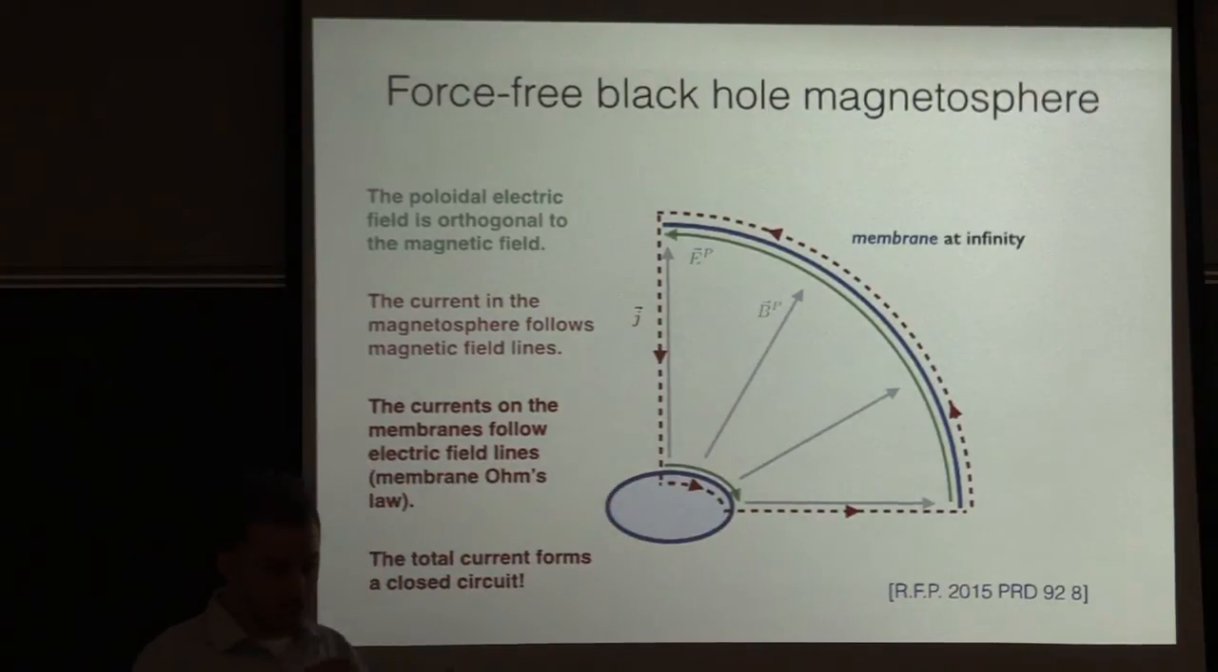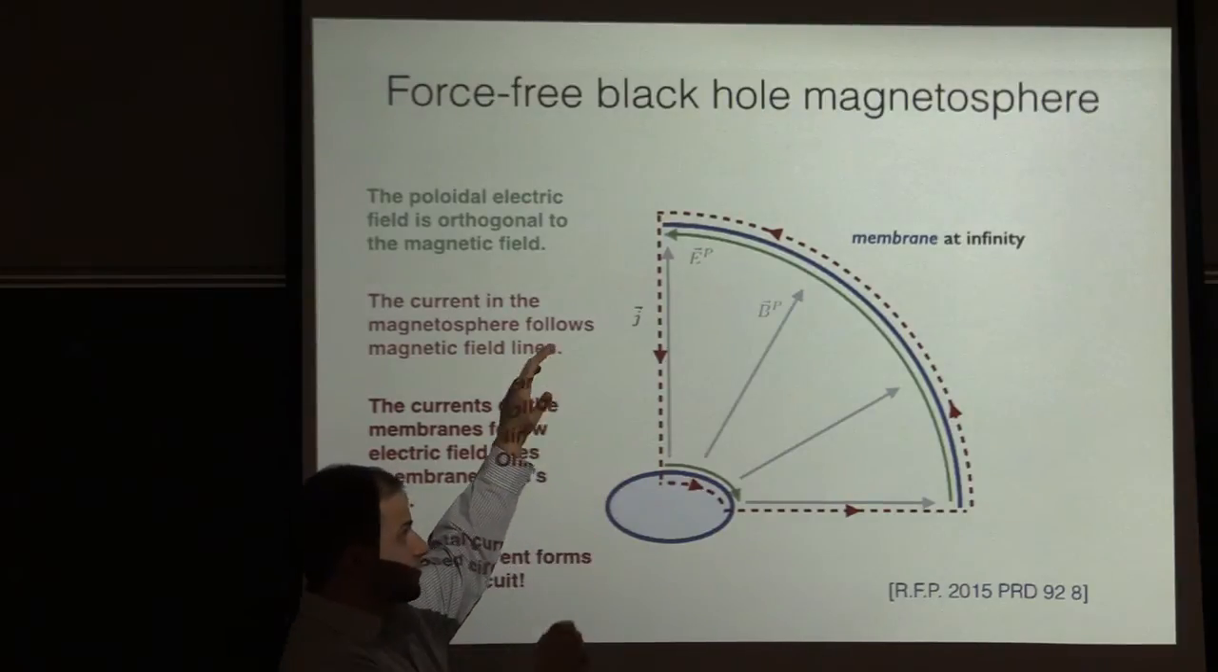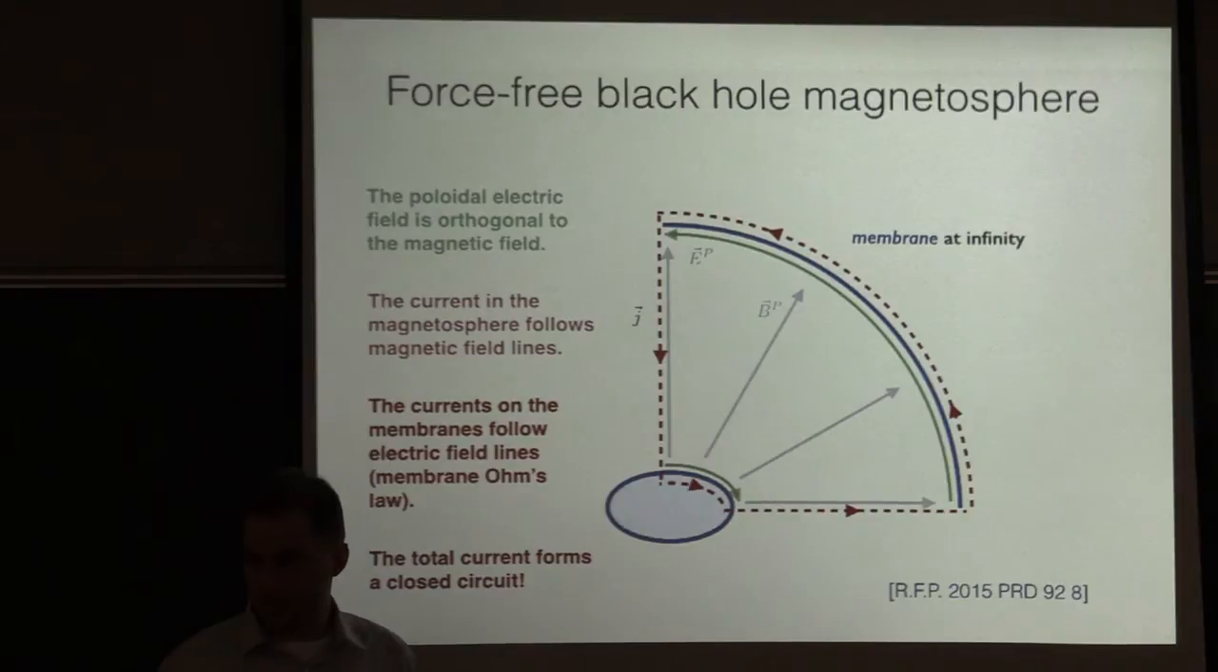And you can go through and check carefully that the total currents form closed circuits, and that charge is conserved around these circuits. And so the really interesting, nice thing is that the jet problem becomes reformulated as a set of circuit equations.